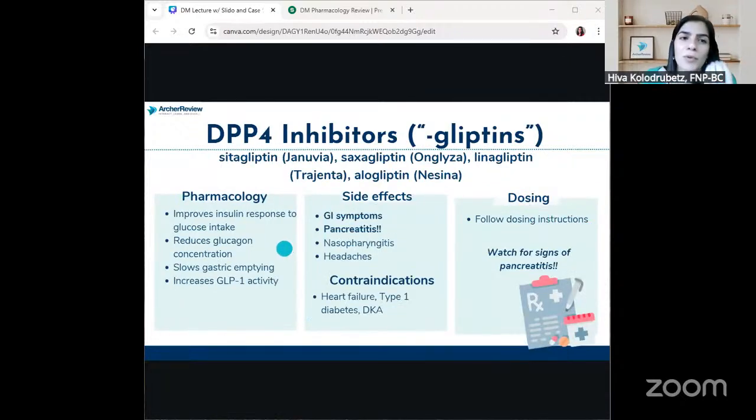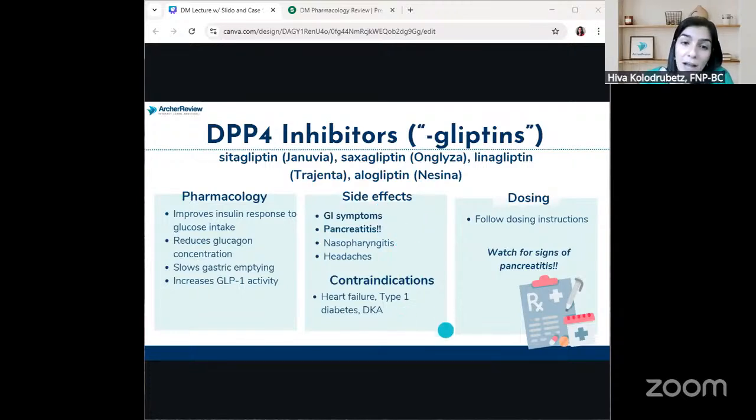So again, when we're looking at the pharmacology, what does it do? It really helps stimulate the release of insulin, slow that gastric emptying, increase satiety. It's all the same stuff, so we get the same types of side effects, right? With the GI, pancreatitis, we're going to watch for that.